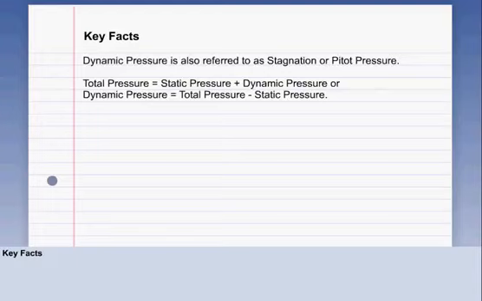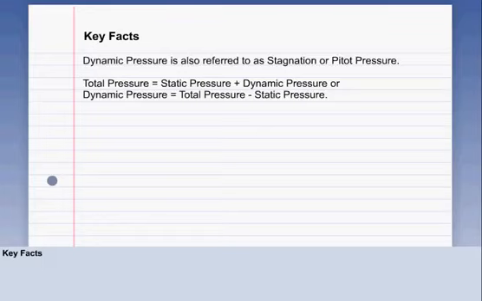A pilot needs to know how much dynamic pressure is being generated, but it cannot be measured on its own, as static pressure is always present. In this context, the sum of the two pressures is known as total pressure. Other terms for total pressure are stagnation, or more usually, pitot pressure. The equation total pressure equals static pressure plus dynamic pressure can be rearranged to show that dynamic pressure equals total pressure minus static pressure.